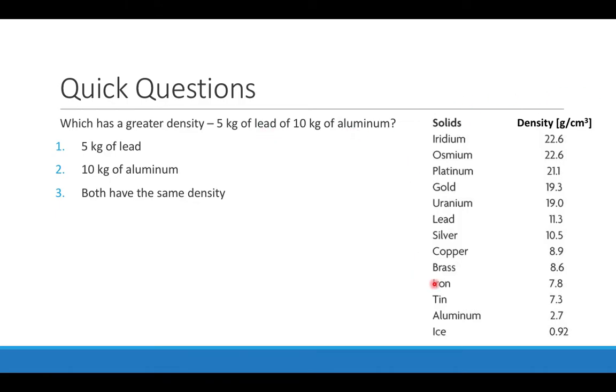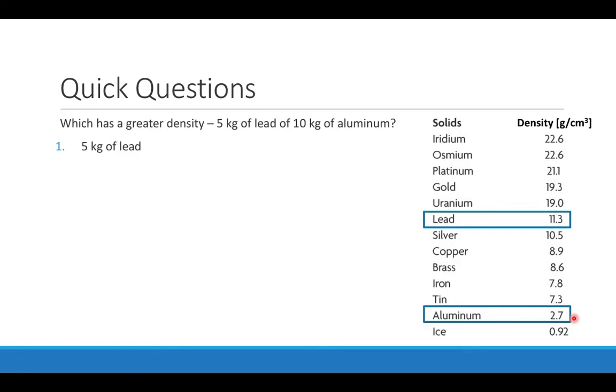So I've put a table here, similar to the table from the previous page, and I can identify in my table lead and aluminum, and their densities are given in terms of grams per centimeter cubed. So lead has a larger density than aluminum. My answer here would be 5 kilograms of lead has a greater density than 10 kilograms of aluminum. And honestly, I don't even need those masses in there. I could have just asked the question, which has a greater density, lead or aluminum? Those numbers out front are really just designed to throw you off. So you have to think about what each of those different quantities represent.